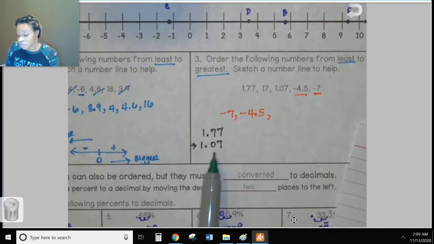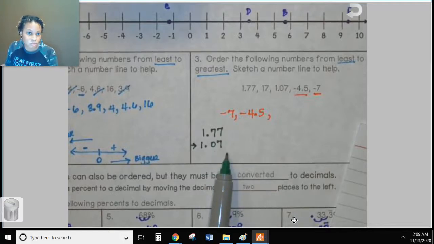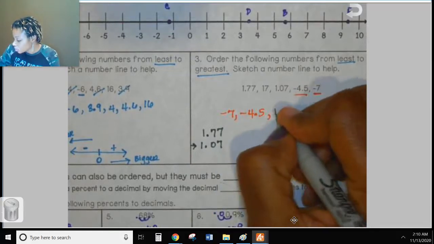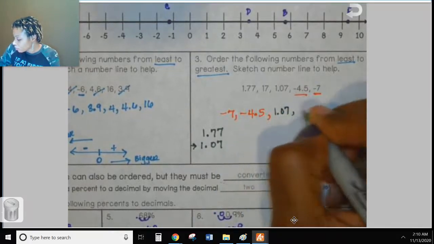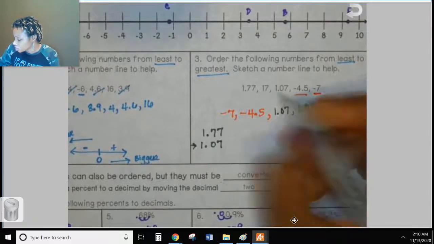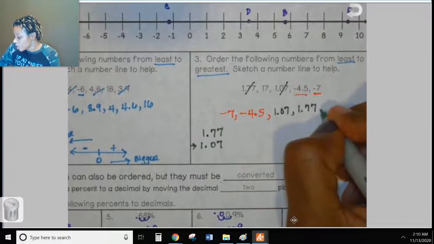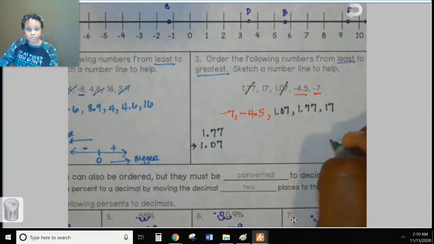And again, you could just look at these numbers and see what's smaller, 7 hundredths or 7 hundredths... 7 hundredths or 7 tenths, and clearly it's 7 hundredths. So this would be my next number, followed by 1 and 7 tenths. And I like to just kind of cross them out to remember that I used them. And then last would be 17.